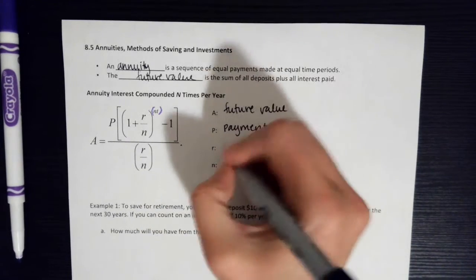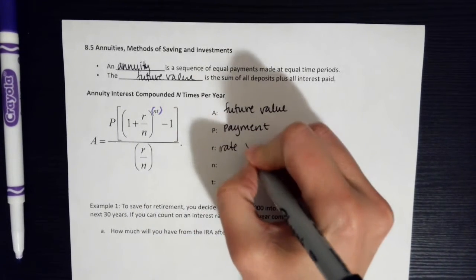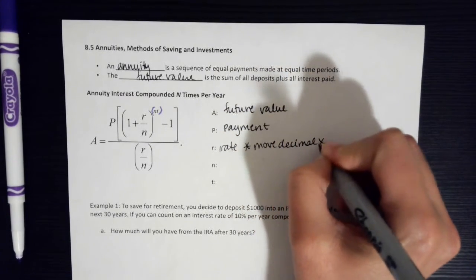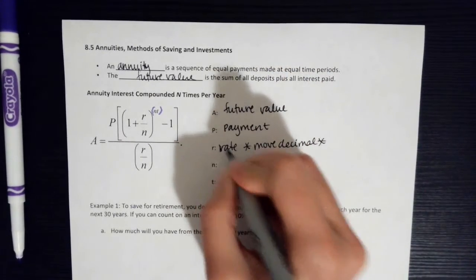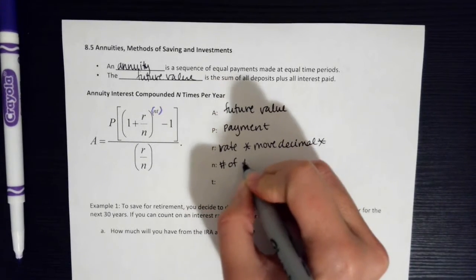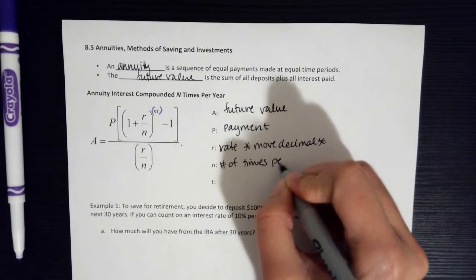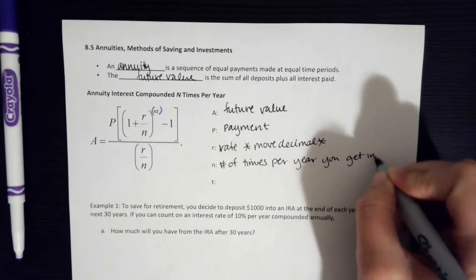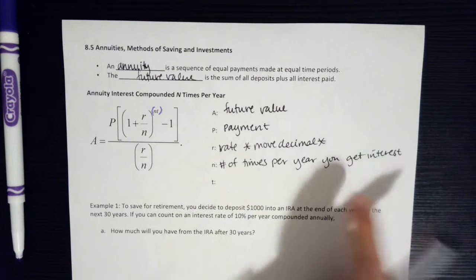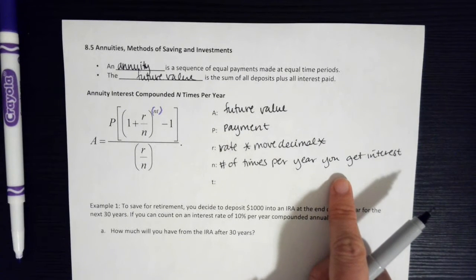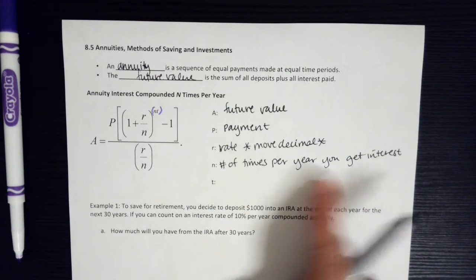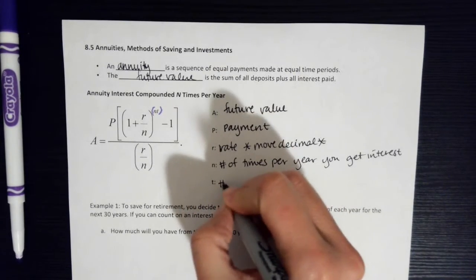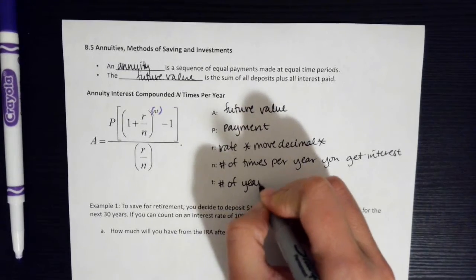R, remember, is interest rate, and we have to move our decimal because we can't do math with a percent. So don't forget to move the decimal. N is the number of times per year you get interest. That's the same as the last section that we did. Remember, you'll be looking for a word like monthly or daily or weekly or annually to tell you how many times per year you get interest. And then T is the number of years you're going to be saving.